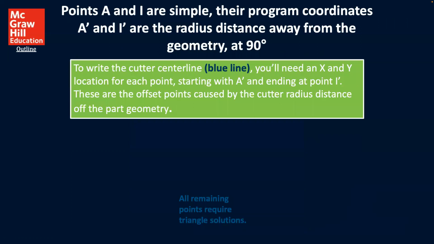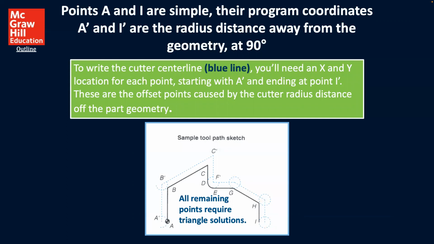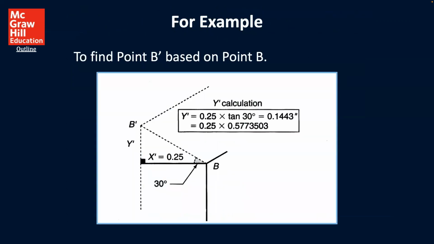Points A and I are simple. They're program coordinates. A prime and I prime are the radius distance away from the geometry at 90 degrees. To write the cutter center line, the blue line, you'll need an X and Y location for each point starting from A prime and ending at point I prime. These are the offset points caused by the cutter radius distance off the part geometry. Now we're seeing examples of how that would look with a diagram, a sample tool path sketch.